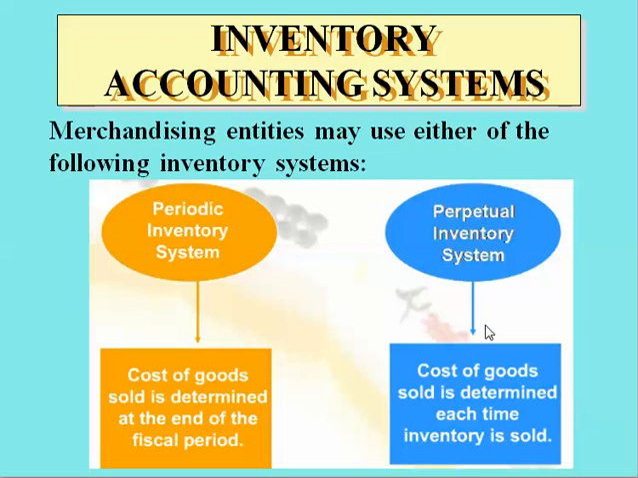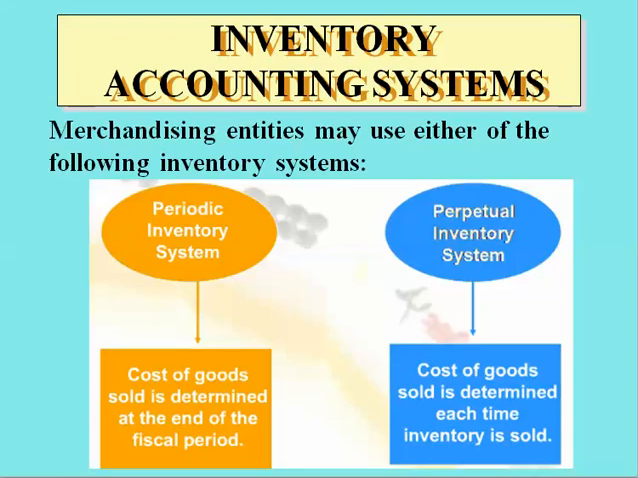So the perpetual is a much more up-to-date system, and with computers these days it makes it very easy for companies to keep track of their inventory on an ongoing basis, as opposed to waiting till the end of the month to go out and check how much we've sold. I read somewhere that within 20 minutes of you buying something at Walmart and scanning it through their register, their counts are updated, and their cost of goods sold will be charged there.